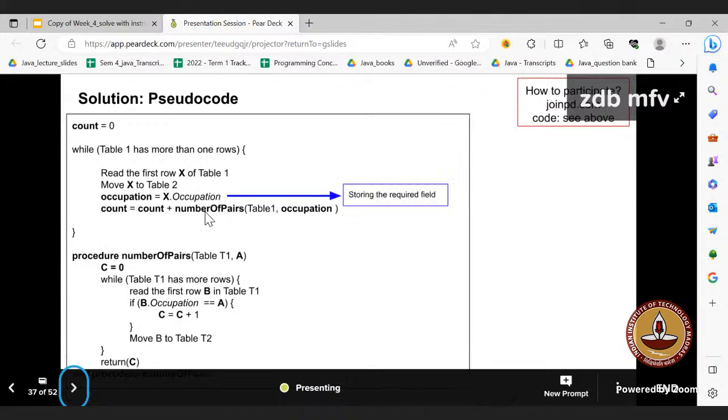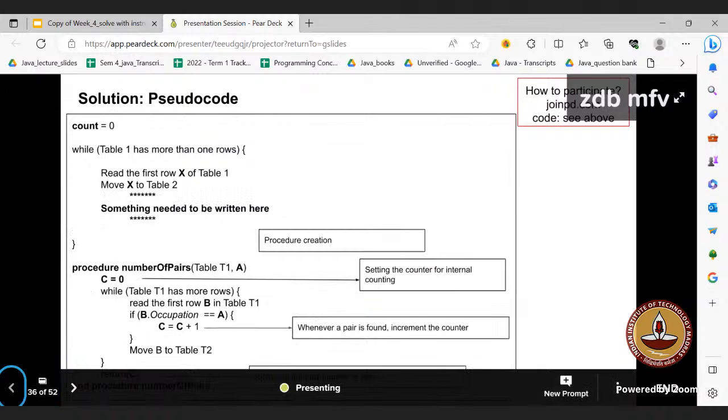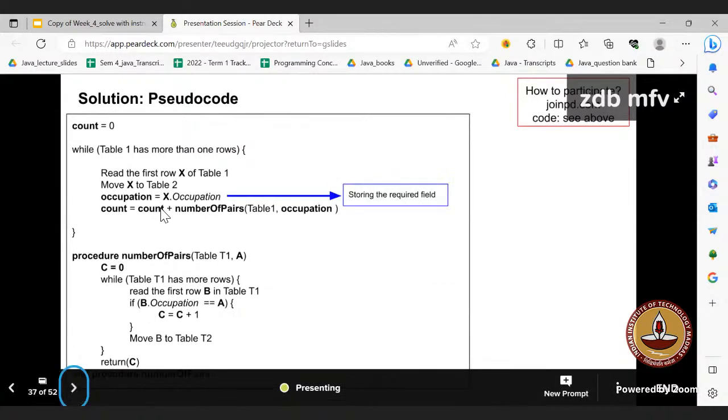What is the difference between the first code and the second code? The previous slide? No difference. Just something that needed to be written here is updated here.